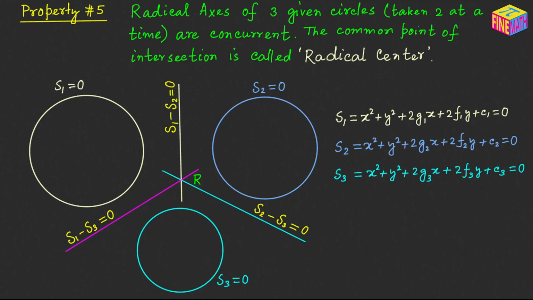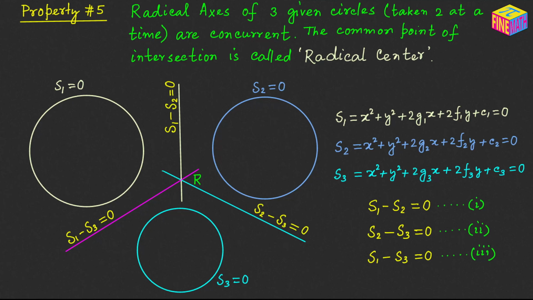So what are the equations of these radical axes? I have noted down the three equations here. Assuming that the first radical axis and the second radical axis intersect at point R, I am going to try and find the equation of the family of straight lines that will go through the point R. So using the equations of the first two radical axes, I am going to derive the equation of the family of all straight lines that go through that point of intersection.